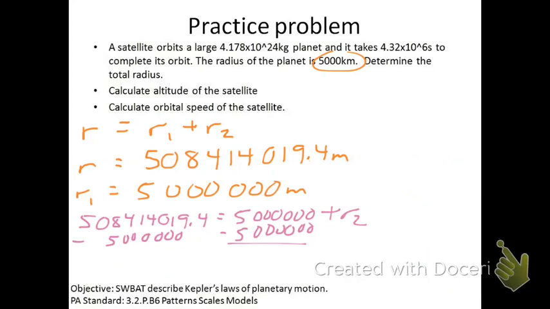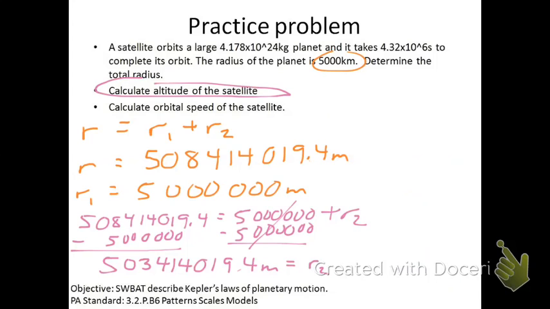Okay, and when we do this, this side crosses out, and when we solve for R2, we're going to find that the altitude of the satellite is not, well, the number looks similar, but there's definitely a difference here, and this is going to be R2. Okay, so that was part B. We just solved this part, calculate the altitude of the satellite.